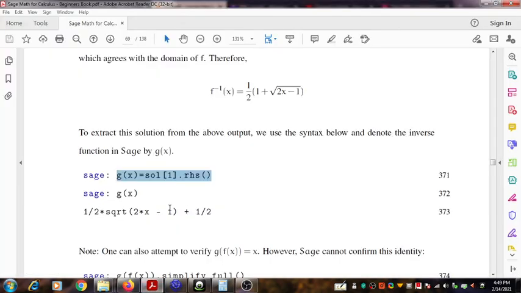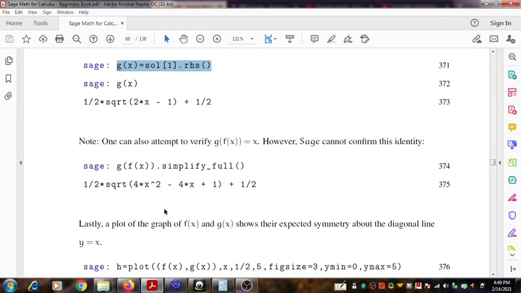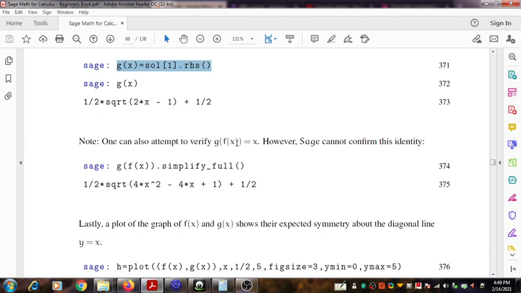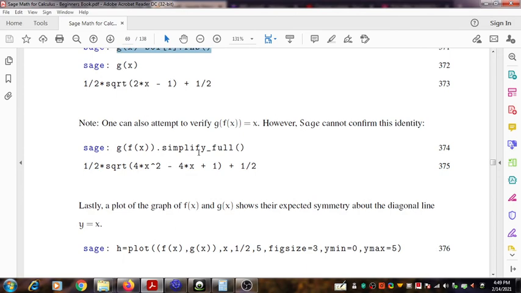Next, we are going to the final step of this problem, where we will plot the function inverse. This function g now satisfies the condition g of fx equal to x. If you substitute fx into g instead of x, you are going to get x. Now using the command g of fx, we can use simplify full to get the expression completely simplified.